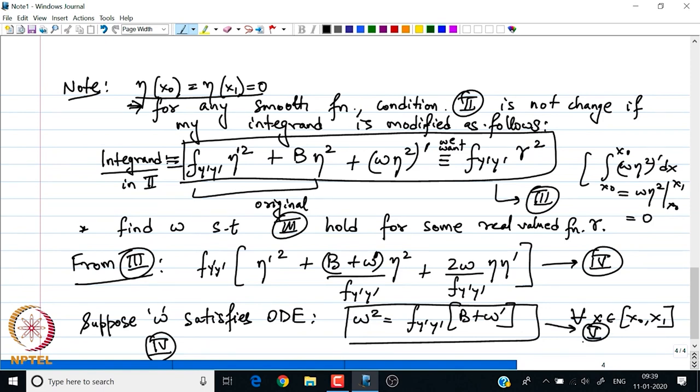If 5 holds, then 4 is identically equal to f_y' times (eta prime plus omega by f_y' eta) whole square, right. So, my obvious choice for gamma in that case will be this quantity inside the bracket. If I find an omega that satisfies this ordinary differential equation, which is a first order non-linear equation, then I am guaranteed that I can get a gamma such that I can reduce the quantity inside the bracket, given by 4, into a perfect square.